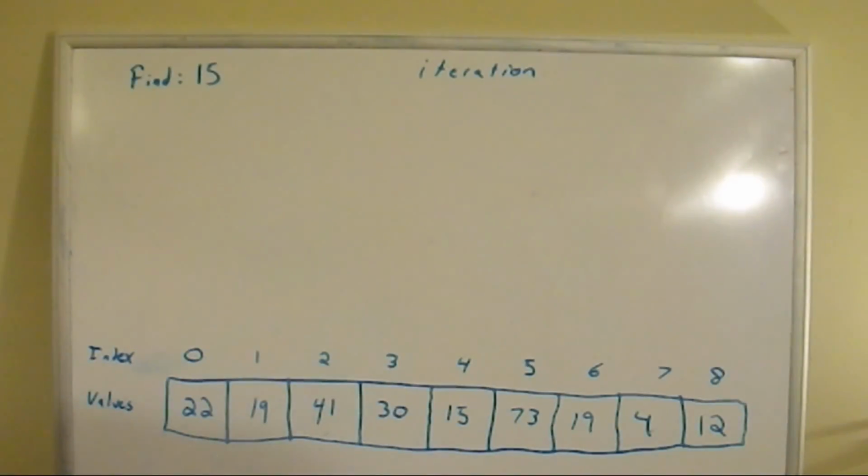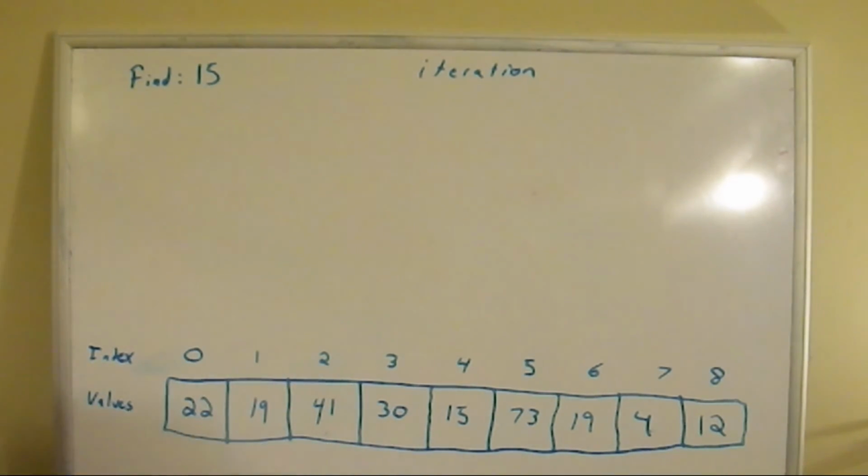Linear searching is literally searching in a line. You start at one end and you search in order till you find what you're looking for. In an array, you can start from either end. For example, I want to locate 15. I'm going to start at index 0 and then make my way across.